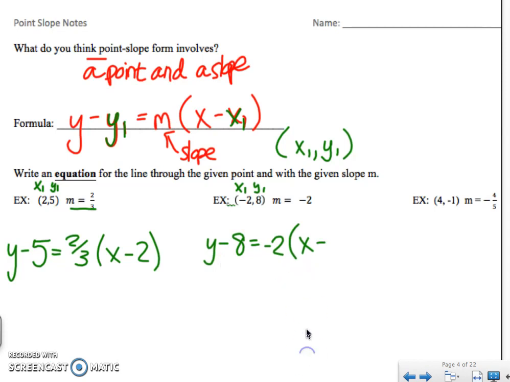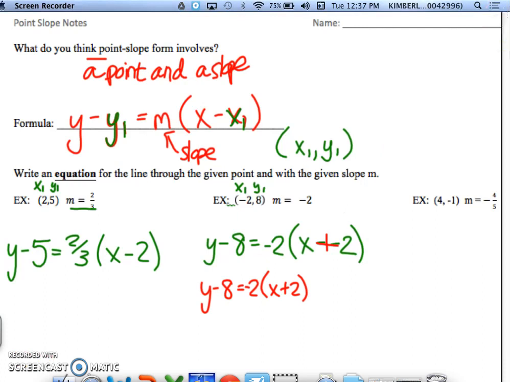Now this is where it gets tricky, because you're going to plug in your x1, which was a negative number. So you are going to have 2 negative signs there. The only thing you can do further is to simplify this. We know that 2 negatives are a positive, so you would just change that to a plus. So your final equation is y minus 8 equals negative 2x plus 2. That is the equation written in point-slope form.